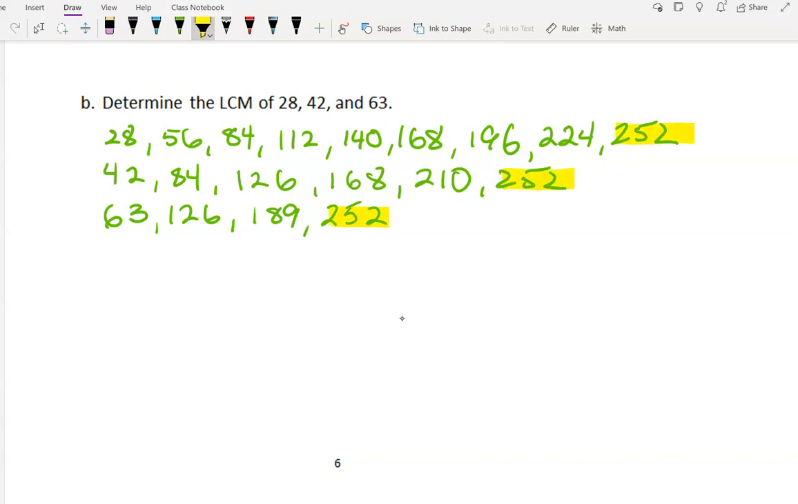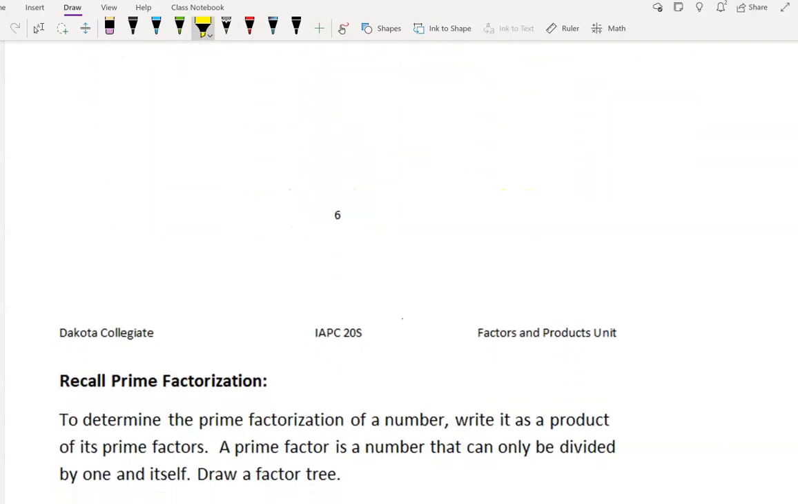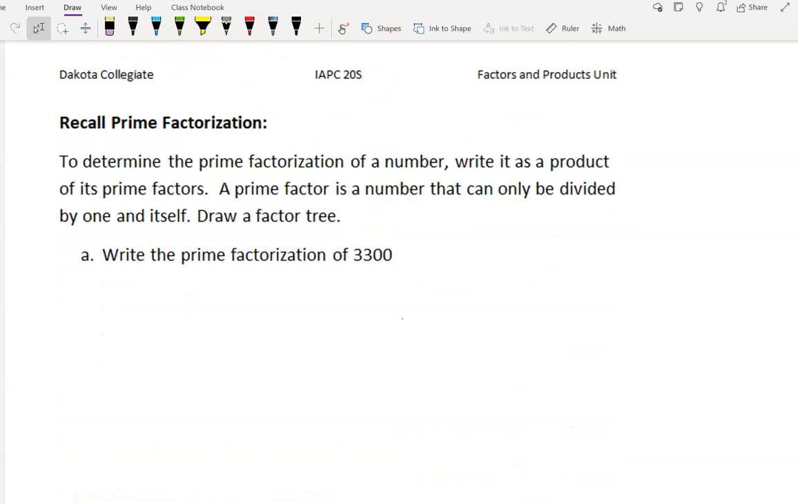Now, I got to be honest with you guys, you're not going to see a lot of questions like this even in your homework, or definitely not your test. This is not really an outcome for grade 10. It's the language that's more important, the idea of what is a multiple. Okay, so let's go to the next skill here.